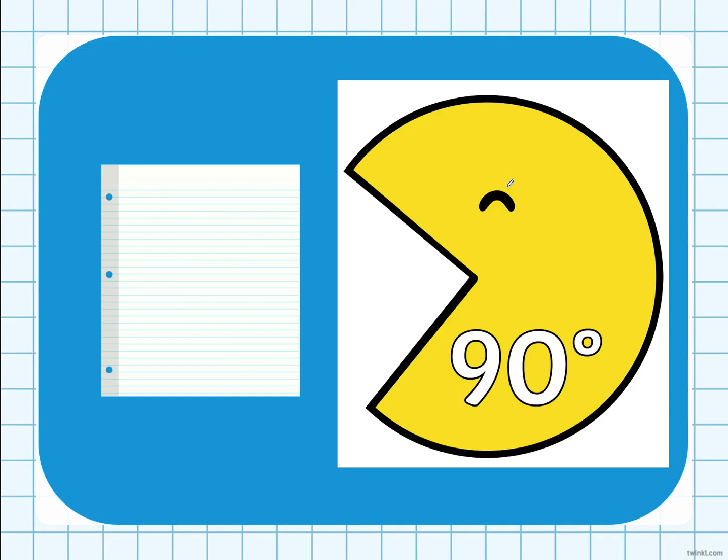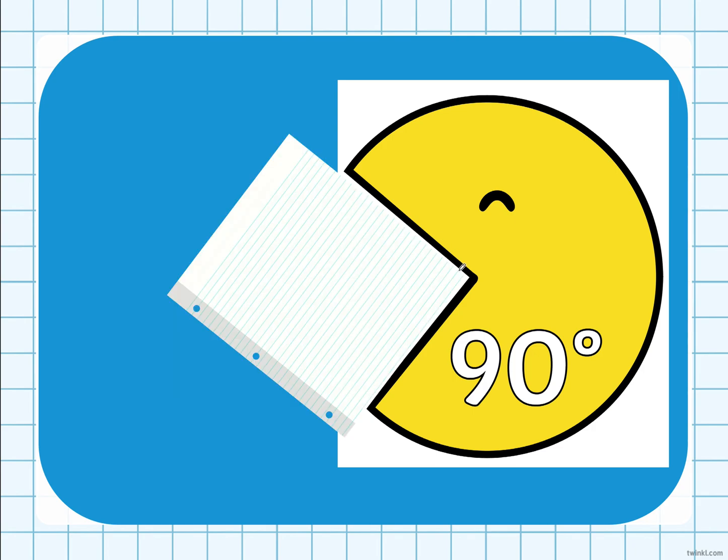One way to tell whether an angle is a right angle or not, so whether it's 90 degrees or not, is to think about a piece of paper. If a piece of paper would line up inside your angle without overlapping and without leaving a gap, you have a right angle. So this is a right angle.